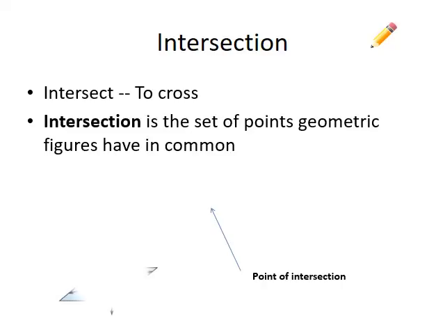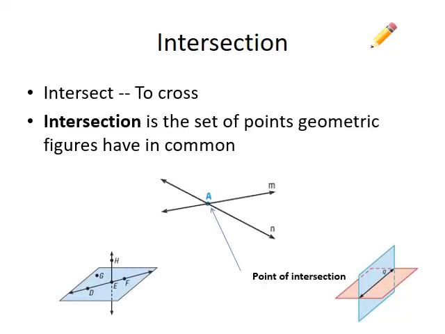In our examples, you can see here that these two lines, line M and line N, have a common point of intersection. They just have one point in common, which happens to be point A. Down here we have a plane and a line going through the plane. This line HE intersects the plane at point E, again at a single point. We could also say that the line HE intersects the line DF on the plane.